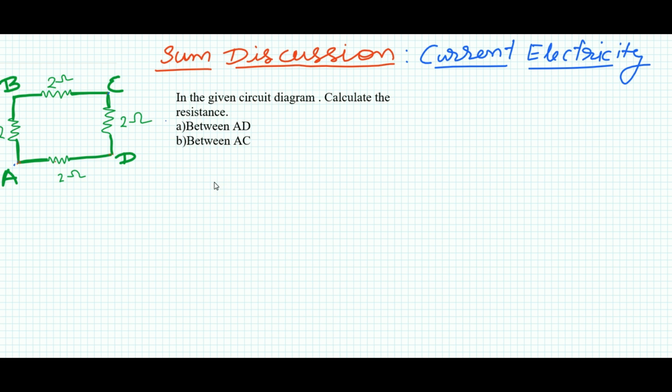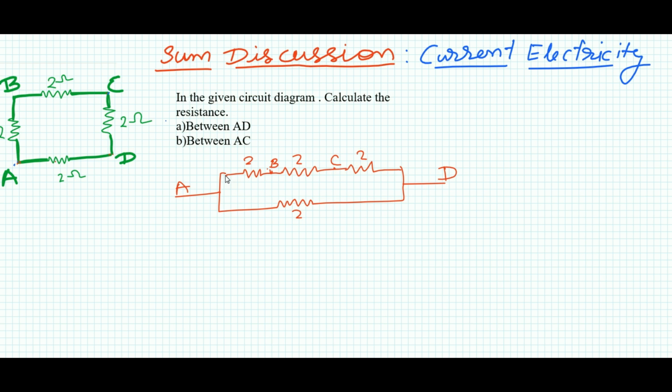What I am doing here, just watch. I just stretched the points A and D, the across arms, and it will look like this. This is point A and this is point D, and in between these points are B and C. All these resistances are of 2 ohms value.